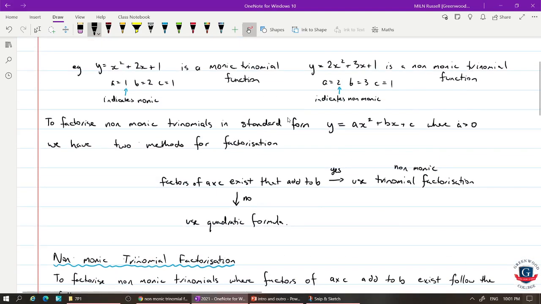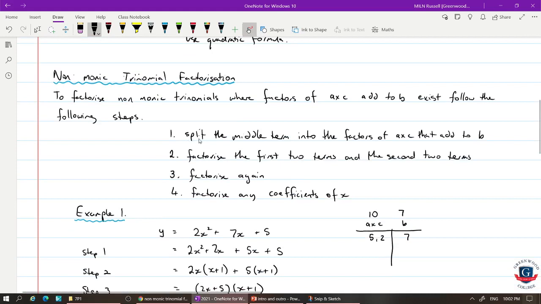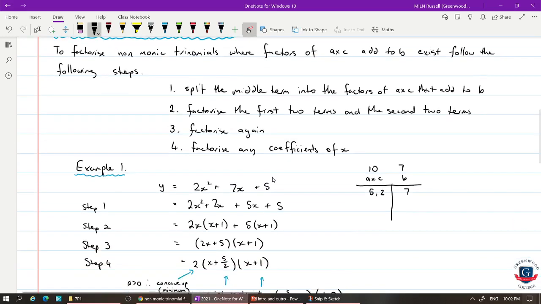So let's assume that there's a factor of a times c that can add to b. If that happens, we need to follow 4 steps. Firstly, split the middle term, the x term, into factors of a times c that add to b. Then factorize the first two terms and the second two terms. Factorize again, and then factorize any coefficients of x. So there's 4 steps. They don't sound like much when they're put like this, but when we do the problem, it makes a little bit more sense.